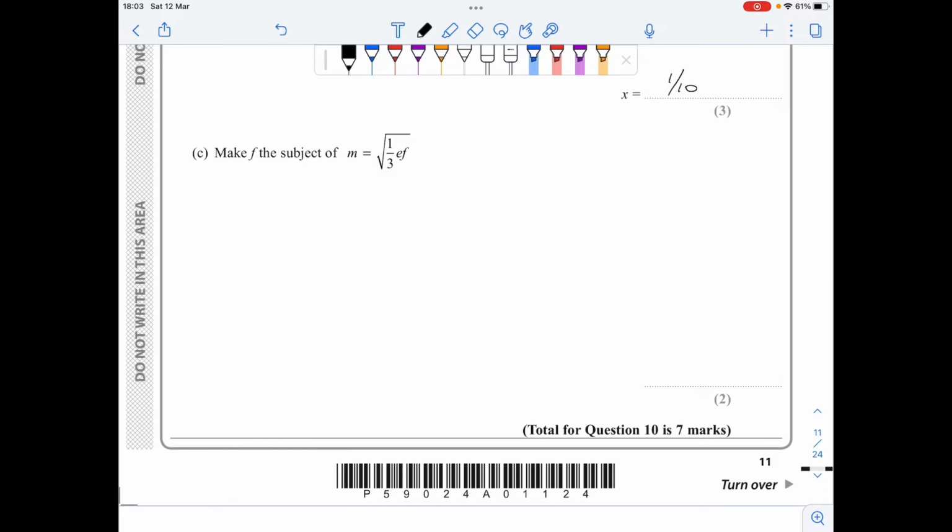For part C, I'll start by squaring both sides. So m squared is equal to a third ef. I'll proceed with multiplying each side by 3. So 3m squared equals ef. And then to get f on its own, I will simply divide by e. And this is the final answer.